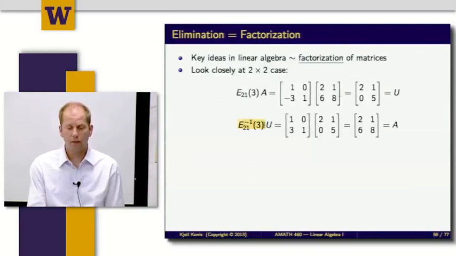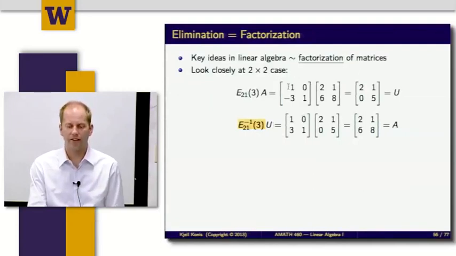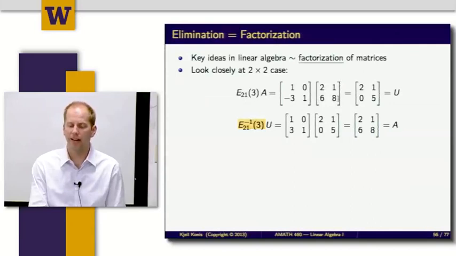And we could think about what's going to happen if I multiply by E inverse. Because if I multiply a matrix by its inverse, I get the identity. If I think of a matrix as operating on another matrix, in the first row I had E21 times A, that's reducing it to an upper triangular matrix. If I wanted to undo that operation, I could multiply by E21 inverse, and that would just be the identity matrix times A. So that should just give me 2, 1, 6, 8, my matrix A back.